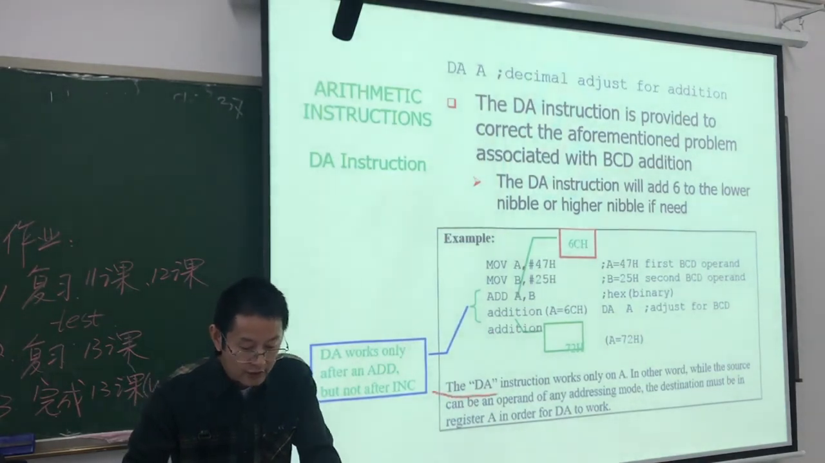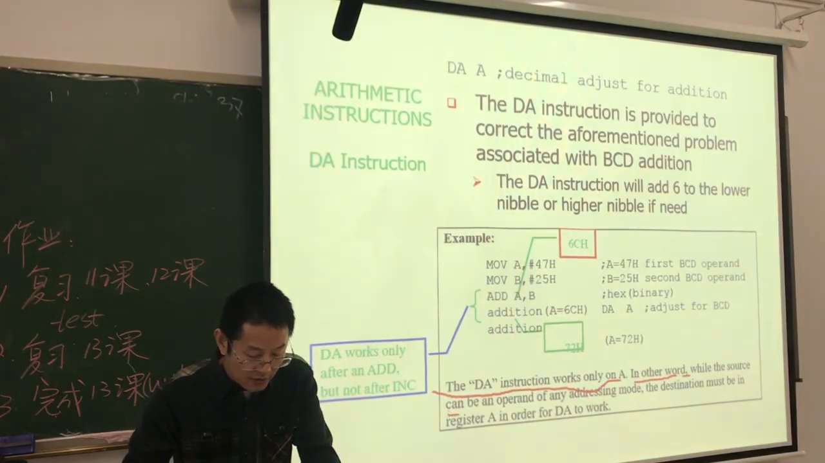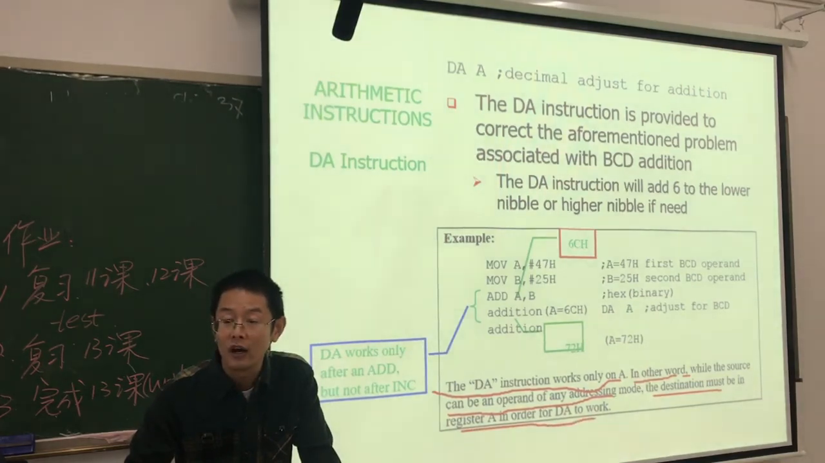The DA instruction works only on A. In other words, while the source can be an operand of any addressing mode, the destination must be register A in order for DA to work.